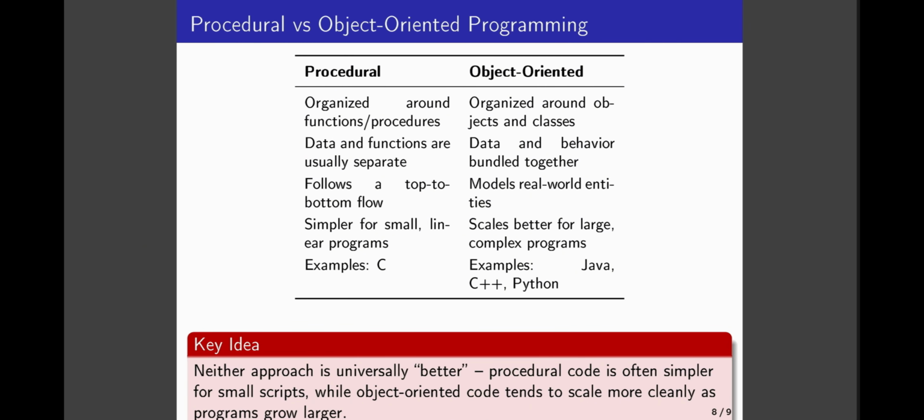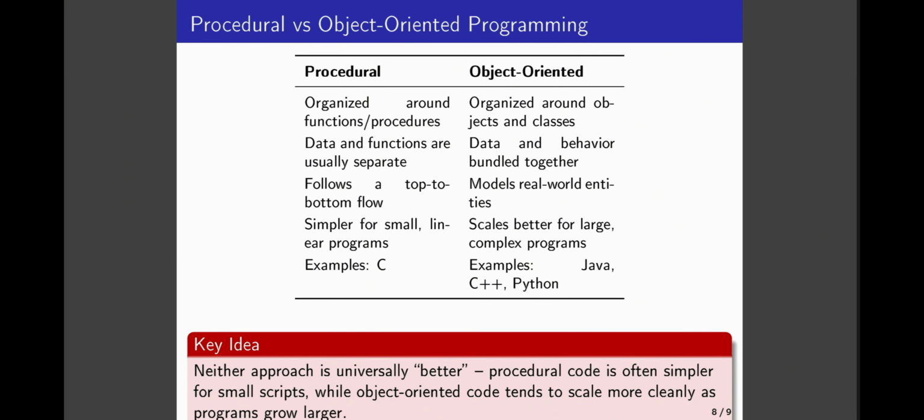Then let's finish up by directly comparing the two paradigms you will encounter most often: procedural and object oriented programming. Procedural programming is organized around functions and procedures. Data and functions are usually kept separate. It follows a top to bottom flow. It's simpler for small linear programs, and a classic example is C.